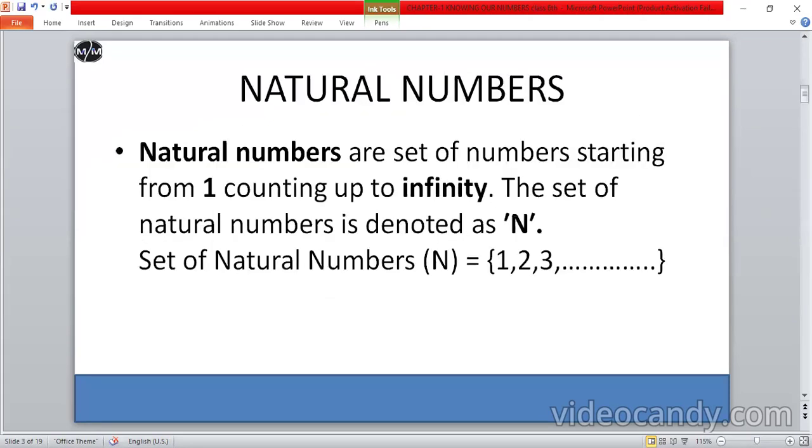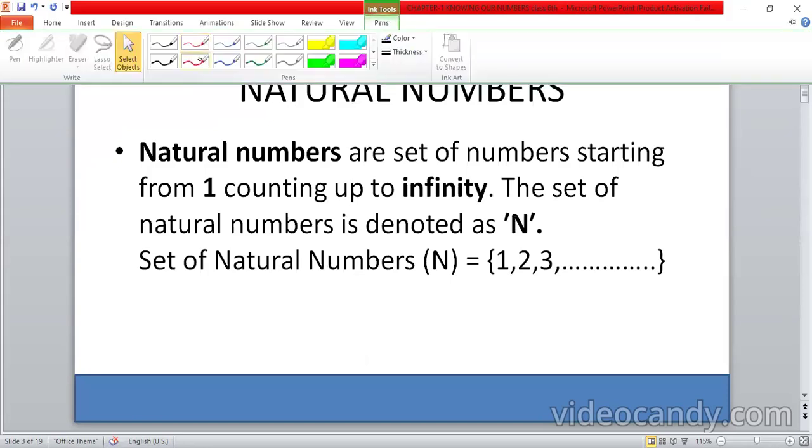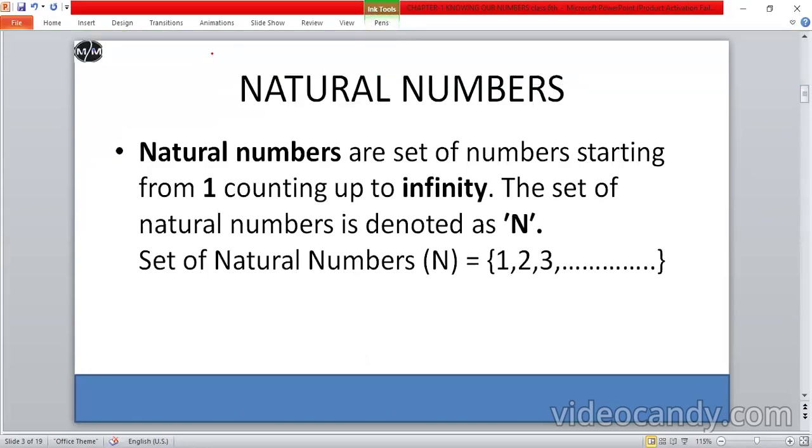First, natural numbers. What are the natural numbers? In our previous classes we have all studied natural numbers. Natural numbers are a set of numbers starting from 1 counting up to infinity. The set of natural numbers is denoted as N. What does it mean? Numbers that start from 1 and go up to infinity are called natural numbers, denoted by N.